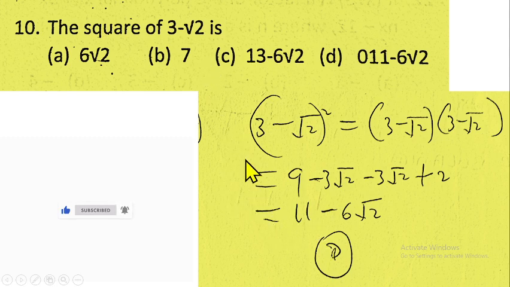So that means option D is the correct option, and you can see in option D they also added 0 here. Now this is a typographical error. So option D is the most likely option here.